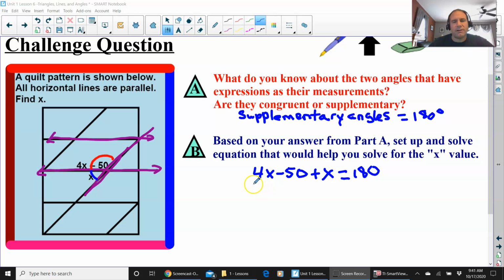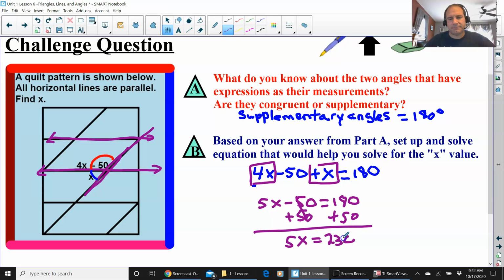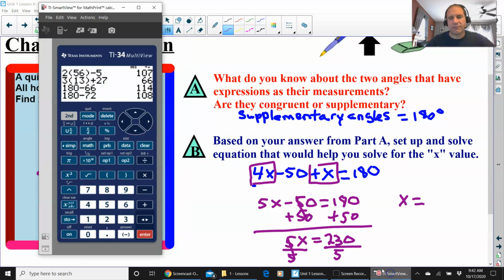Okay, so now we are combining like terms. We have like terms on one side of that equal sign. We have 4x plus x is 5x minus 50 equals 180. And obviously you're going to add 50 on both sides. And this cancels. 5x equals 180 plus 50 is 230. Divide by 5 on both sides, and then just to make sure, we're going to bring up that calculator.